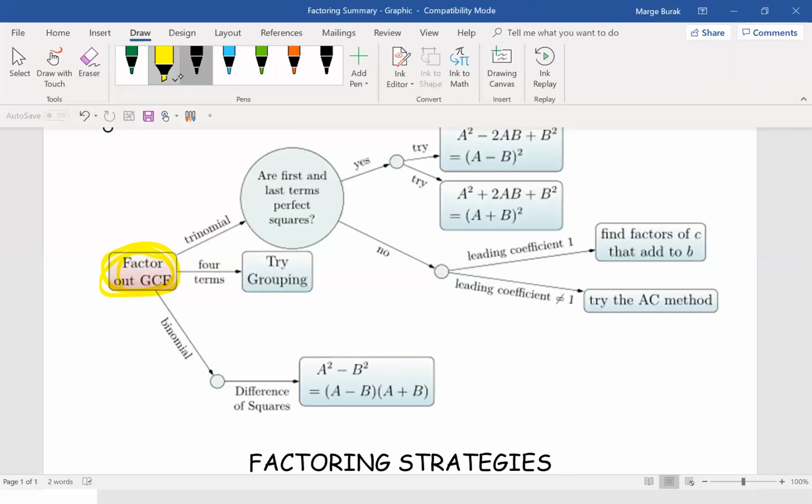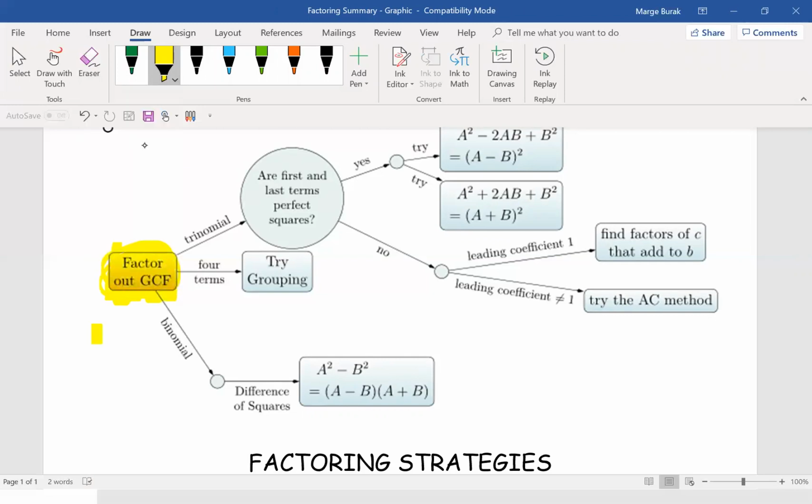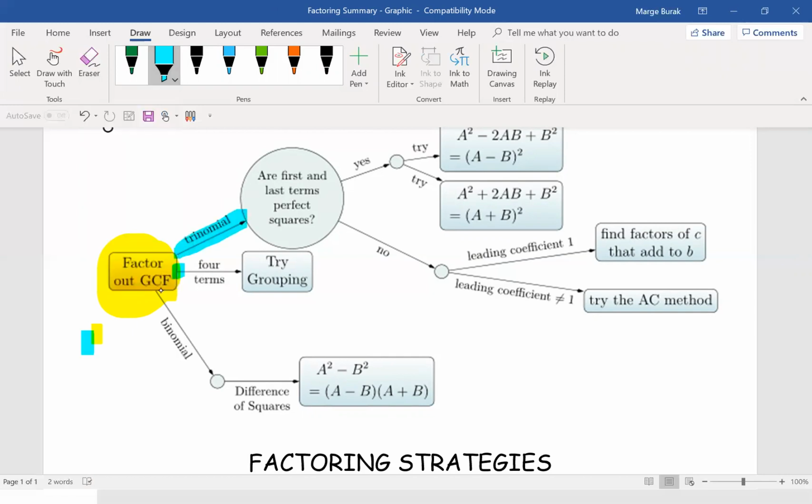Okay, let's make that a little bit bigger. All right, so let's factor out the greatest common factor. We've talked about that; it is the first thing you do no matter what. Then you're either going to be given a trinomial, four terms, a polynomial with four terms, or a binomial. You have three choices.